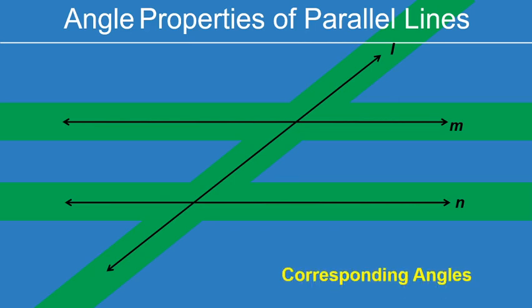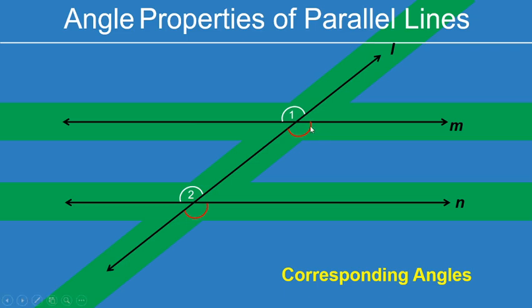Let's discuss the corresponding angle. Observe these two angles. These two angles are on the same side of the transversal line, but one is the exterior angle and another one is the interior angle. So these two are corresponding angles. Let's name them 1 and 2. So angle 1 and angle 2 are corresponding angles here.